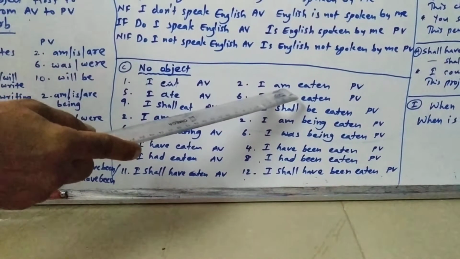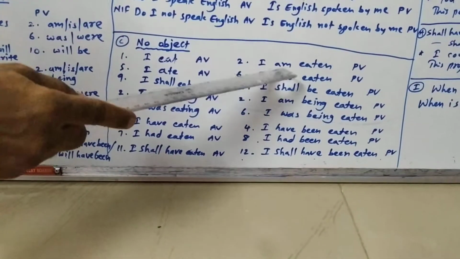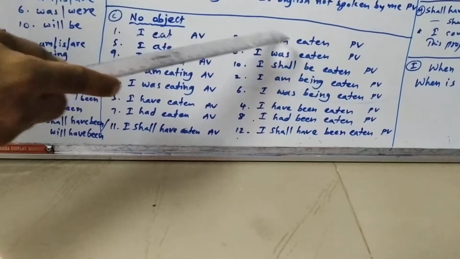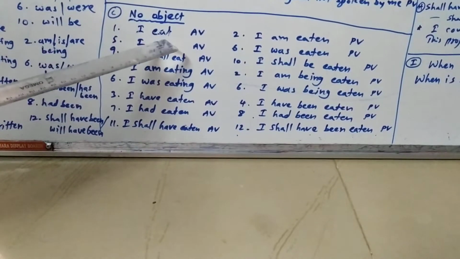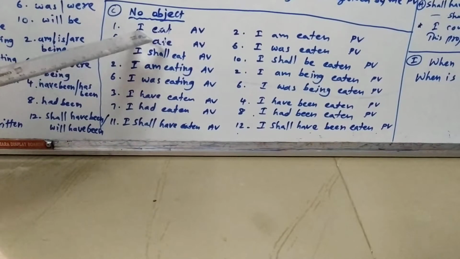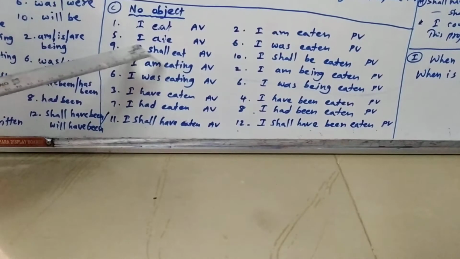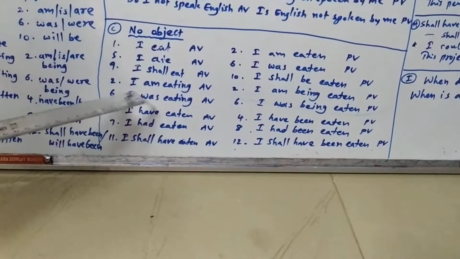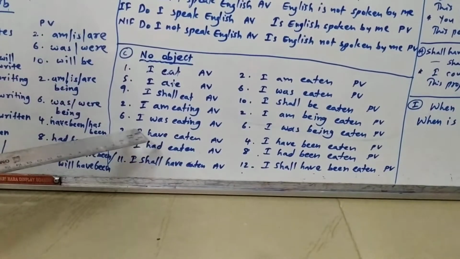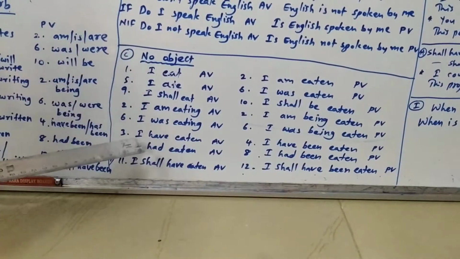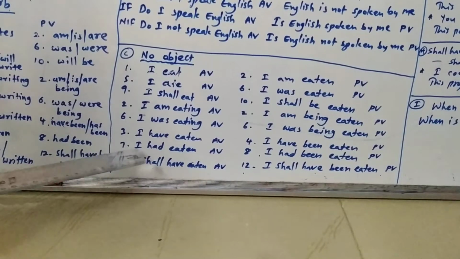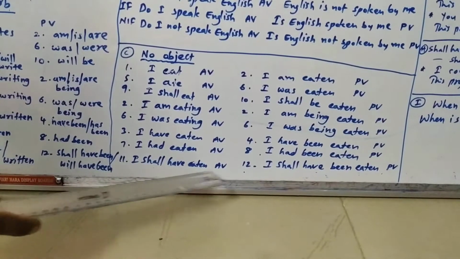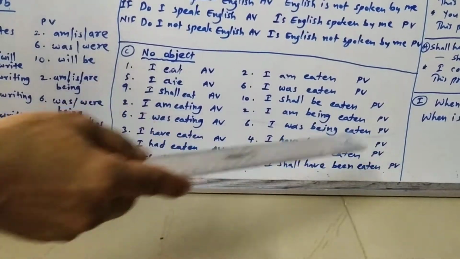Am is the present continuous helping verb. In the present continuous, the subject I carries the helping verb am. So, I am eaten. I ate, simple past tense: I was eaten. I shall eat: I shall be eaten. I am eating: I am being eaten. I was eating: I was being eaten. I have eaten: I have been eaten. And 7th tense, I had eaten; 8th tense, I had been eaten; 11th tense, I shall have eaten; 12th tense, I shall have been eaten.